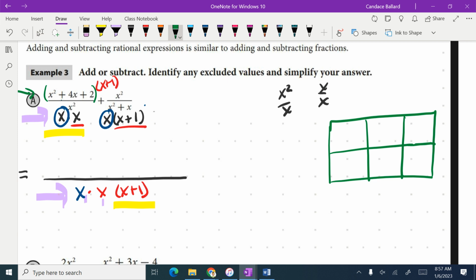All right. You see how I have a trinomial times a binomial? So 3 terms times 2 terms. So notice my box is 3 terms times 2 terms. Instead of using the box to factor, we're going to use the box to basically FOIL. We're going to use it to multiply. So I'm going to put my 2 terms down the side, so x plus 1, and then my 3 terms across the top: x squared plus 4x plus 2.